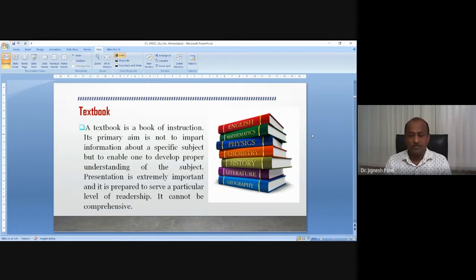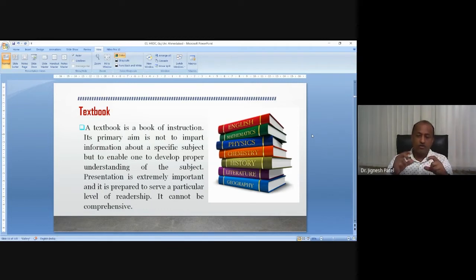A textbook is a book of instruction. Whatever the subject or whatever the syllabus is designed, the textbook is prepared according to the syllabus. So generally we can say that textbooks are used in standards 1 to 12, but while we are moving to the higher education system, we have reference books.